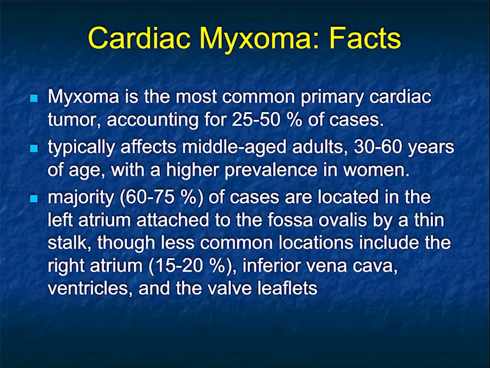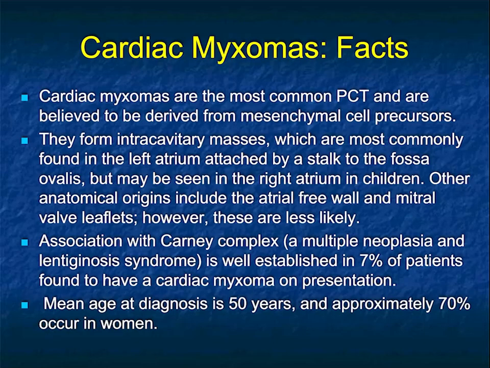So again, if I'm thinking about a mass in the left atrium, 3 to 5 centimeters near the fossa ovalis, I got to be thinking cardiac myxoma. They're the most common primary tumors. They're believed to be derived from mesenchymal cell precursors. They typically form intracavitary masses, which, as we mentioned, are often on a stalk.